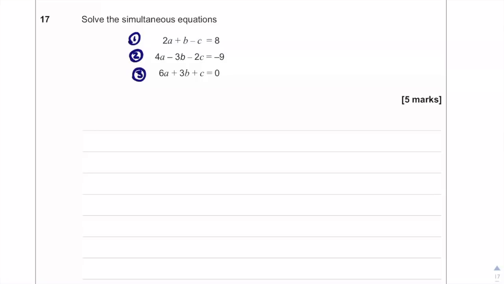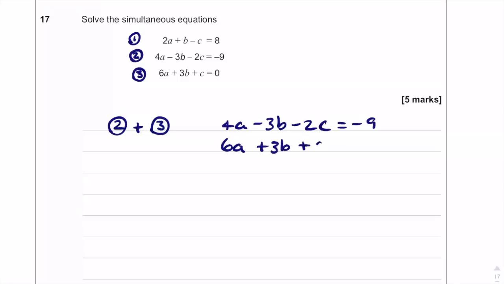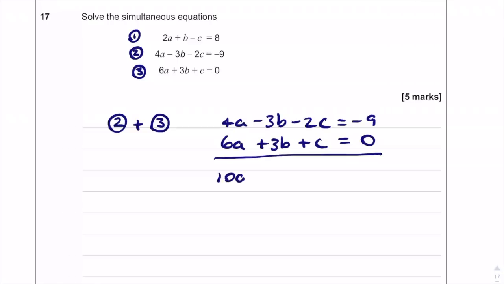So what I can see is equation 2 and equation 3 have the same coefficient for b, which is 3. So what I can do is add equation 2 and equation 3 so that the -3b and the 3b cancel out. So if I do equation 2 plus equation 3, it's going to be 4a - 3b - 2c = -9, and 6a + 3b + c = 0. So add these two equations together, we get 10a - c = -9.